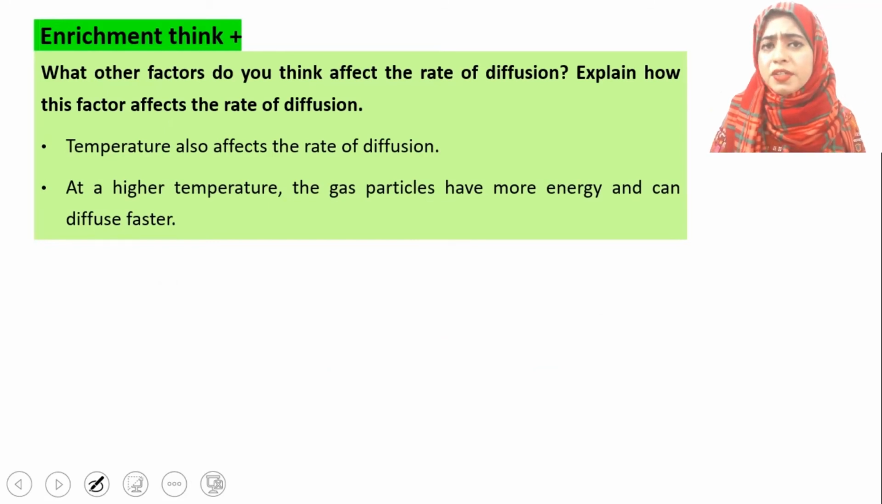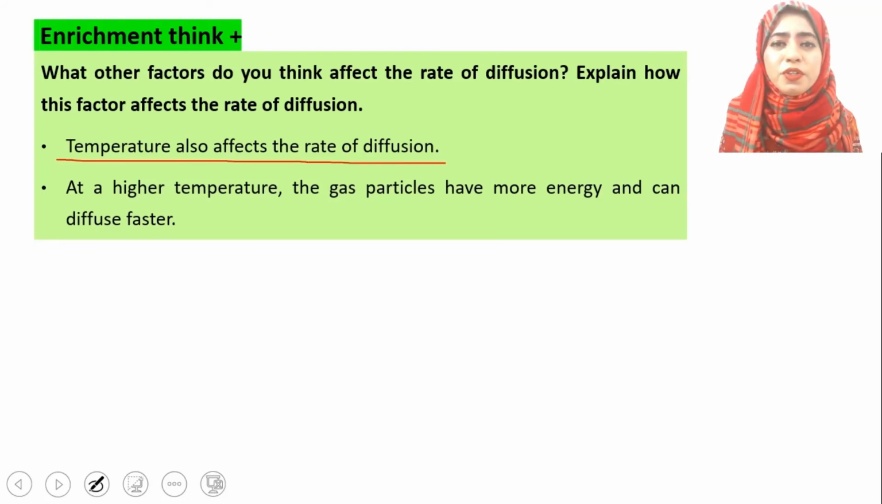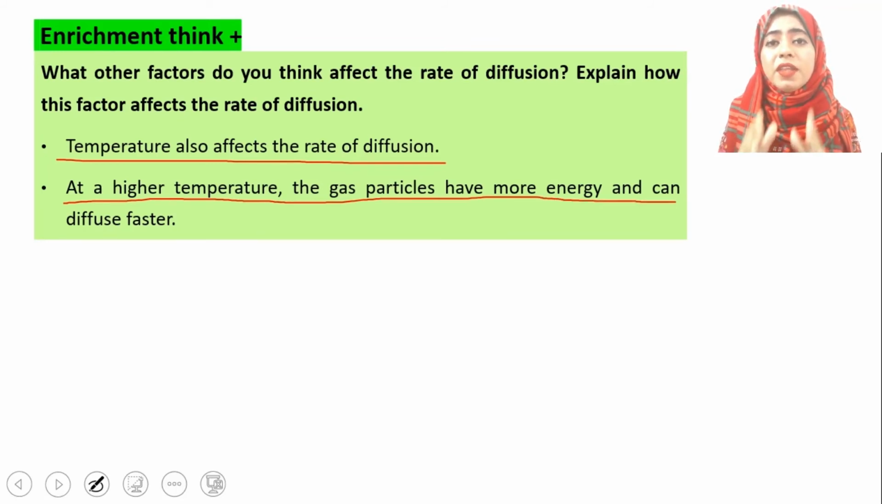Is there any other factor that can affect diffusion? Yes, temperature can affect the rate of diffusion. If we increase the temperature, the particles will have more kinetic energy, and with more kinetic energy, their movement will increase, and the diffusion will also become faster.